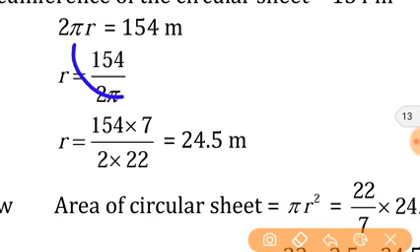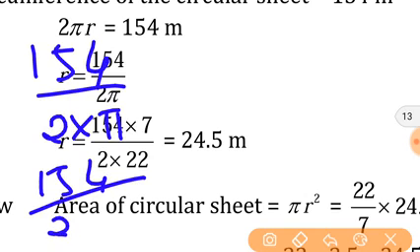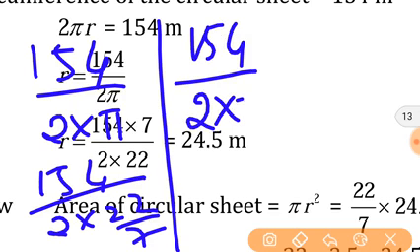Again, pi also I'll transfer here because I need only r in the RHS. So r I'll keep as 154 by 2 pi. So 2 pi is nothing but, see here, 154 divided by 2 into pi. So 2 into pi I can write as 2 into 22 by 7. Okay, 22 by 7, so 154 divided by 2 as it is, 22 by 7.